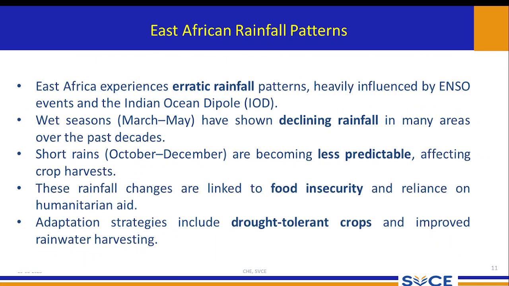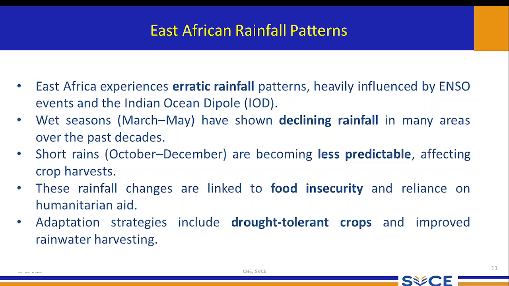East African rainfall pattern. Now, we will see what will happen to the East African rainfall. It is very close to India, okay, when compared to the US. East Africa experiences erratic rainfall patterns, heavily influenced by ENSO events and the Indian Ocean dipole.